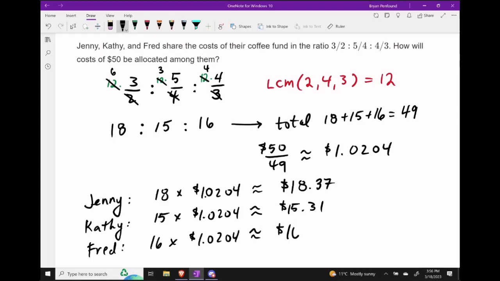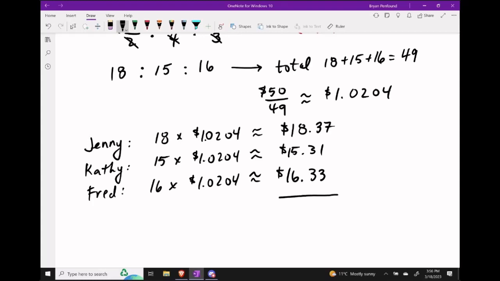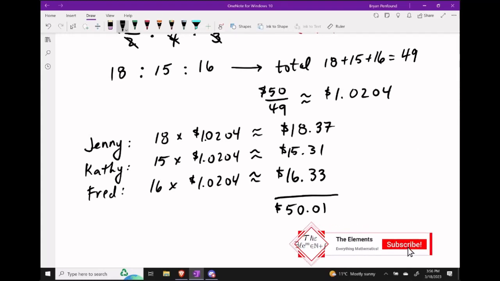And finally, Fred's responsible for 16 of these portions. Multiplying that out, we get about $16.33. Now, you will probably notice that if we add up these three numbers, we do get $50.01, so we are a little bit off in our rounding, but this just means that the three of them are going to have 1 cent to carry over into the next month of coffee buying ability.